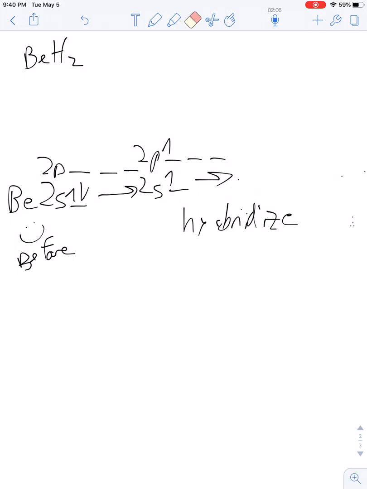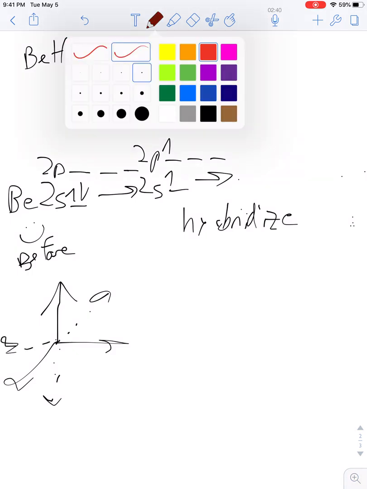So if you hybridize a lion and a tiger, you get a liger. If you hybridize a horse and a mule, you get a donkey. If you hybridize red and blue, you get purple. If you hybridize yellow and blue, you get green. So I am going to hybridize an s orbital. Now, if you remember, an s orbital is a sphere.